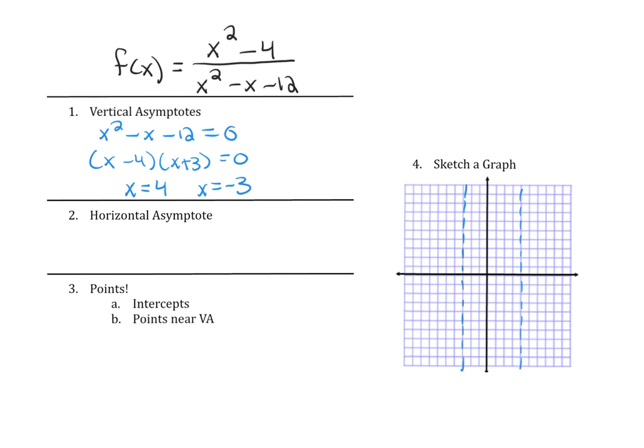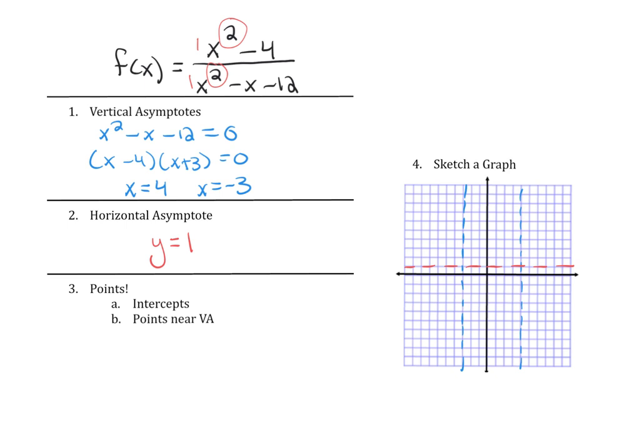And for horizontal asymptotes, we're going to look at the degree. They have the same degree, numerator and denominator, so we're looking at the coefficients, 1 over 1. So there's a horizontal asymptote at y equals 1. And now we need to find some points.